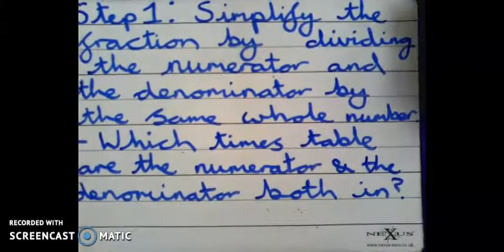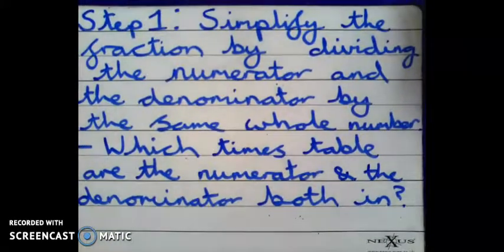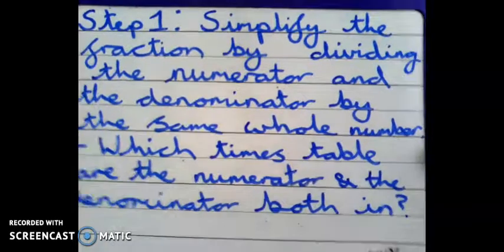So, how do we simplify fractions? Well, this method involves dividing the numerator and the denominator by the same whole number. To do that, what we need to ask ourselves, using our knowledge of times tables, is which times table are both the numerator and the denominator in? Which times table are they both in? Once we have worked that out, we divide the top and the bottom, the numerator and the denominator, by the same number.